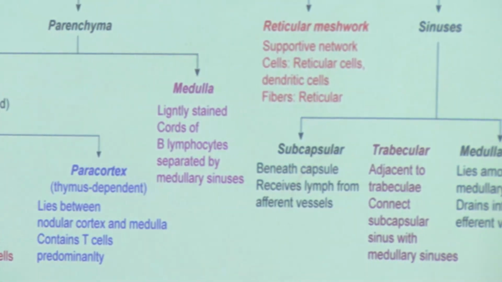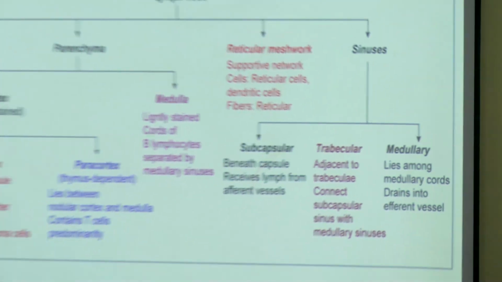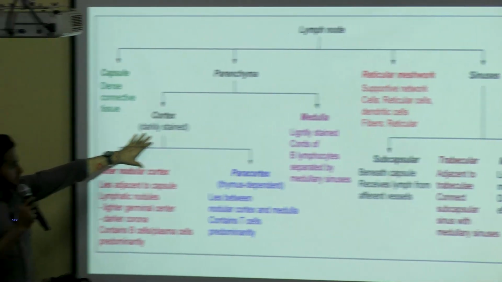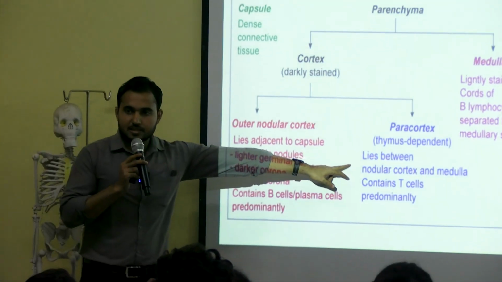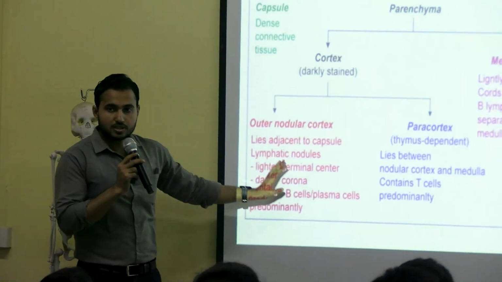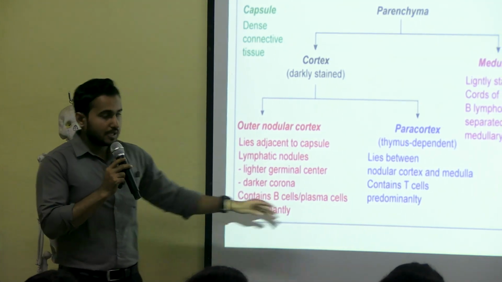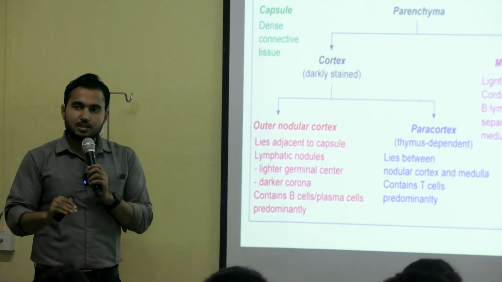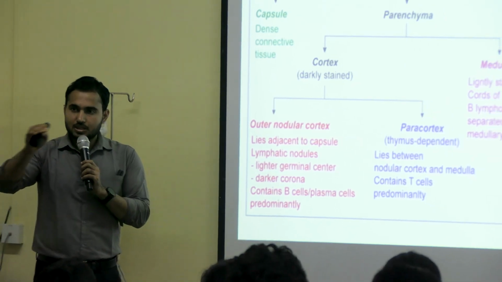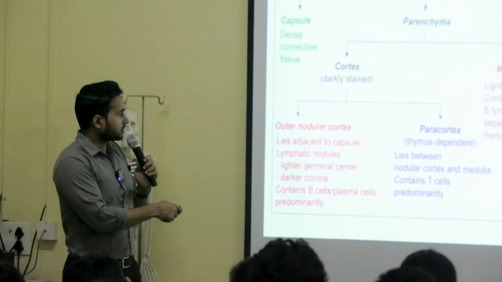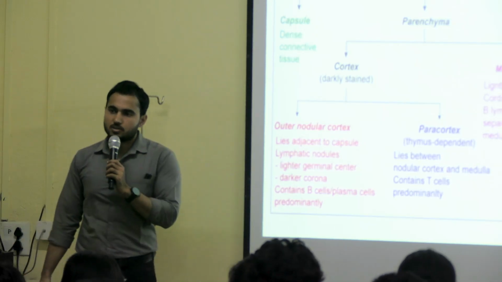Before that, let's discuss the cortex. So first of all, cortex is darkly stained. ठीक है? Now, जो cortex होता है, two different areas are there in the cortex. Okay, this is the outer cortex, also called the nodular cortex. Now in the nodular cortex, what happens? Just below the capsule, जो cortex का area है, it is called the outer cortex, or also called the nodular cortex.